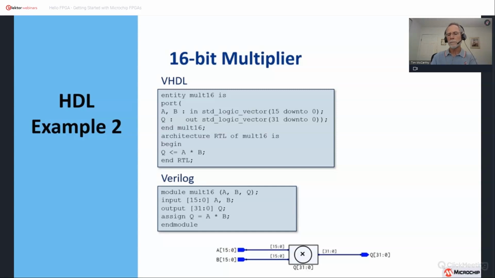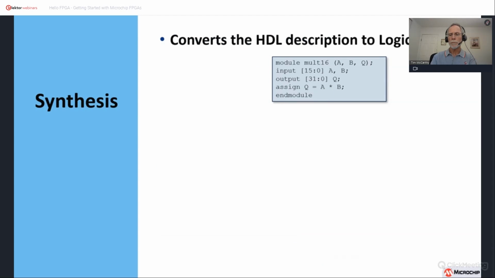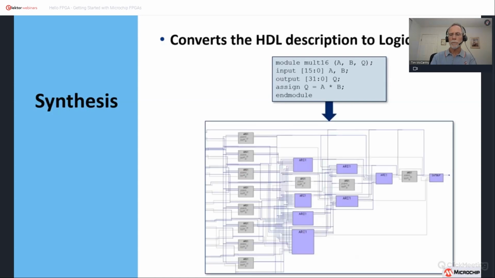Using an HDL description makes designs portable because the same description can be used to target different technologies. It's also easy to make modifications, such as changing the port width from 16 bits to 32 bits. The synthesis step converts the HDL description to logic gates. So here's my description of my 16-bit multiplier in Verilog. And after synthesis, I would have a netlist containing gates from the target FPGA family. In this case, PolarFire.